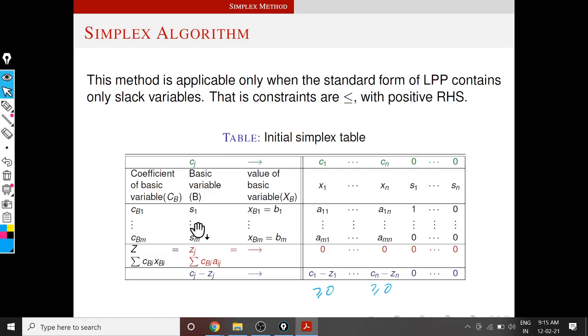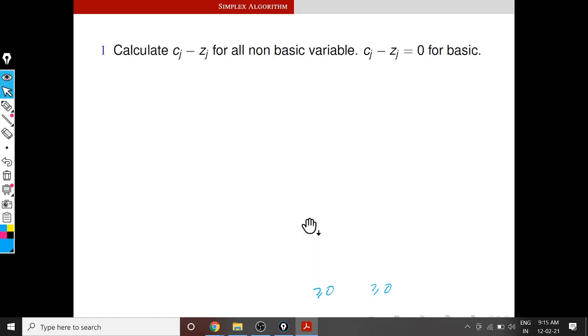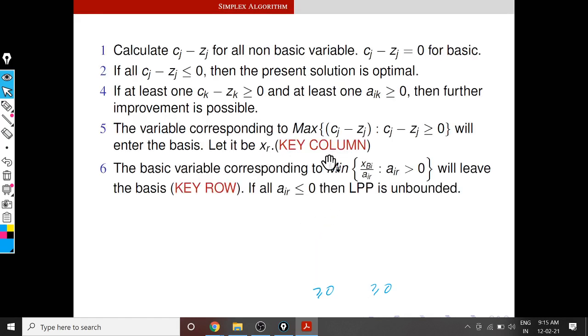That means we have to remove one variable from the basic variables. You got the idea. You find the maximum of Cj minus Zj's, and the variable corresponding to the maximum will enter the basis. Next we have to find which one leaves the basis, the leaving variable. That column is called the key column. Next we have to find the key row. Key row means the leaving variable. To find the leaving variable, we have to calculate.